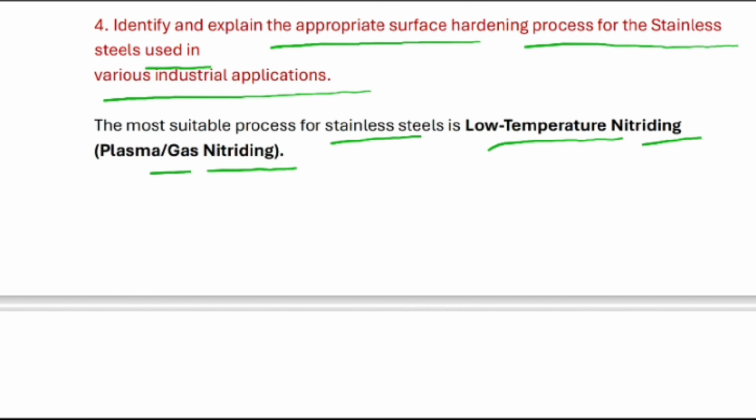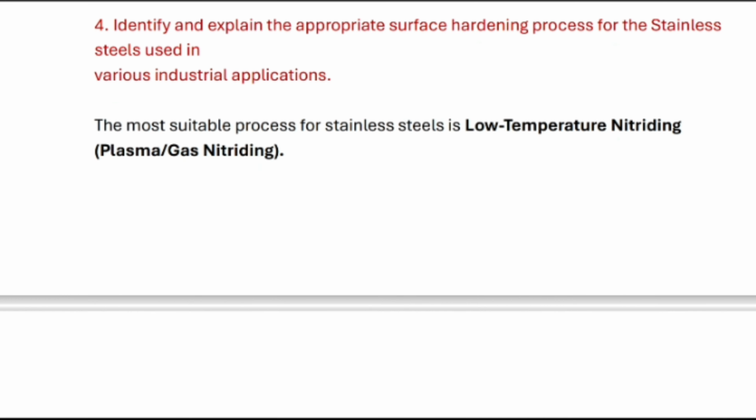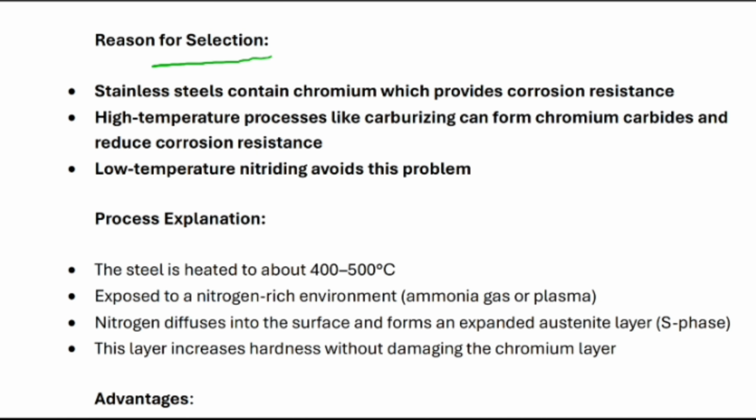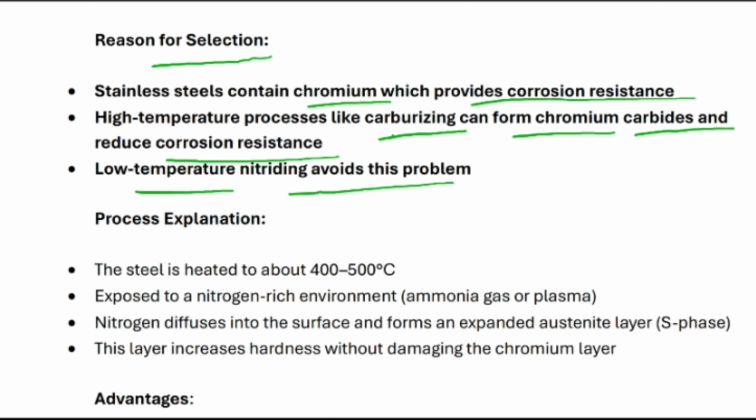These are suitable for stainless steel. The following are the reasons for selecting it: stainless steel contains chromium, which provides corrosion resistance, and high-temperature processes like carburizing form chromium carbides, reducing the corrosion resistance. Low-temperature nitriding avoids these problems.